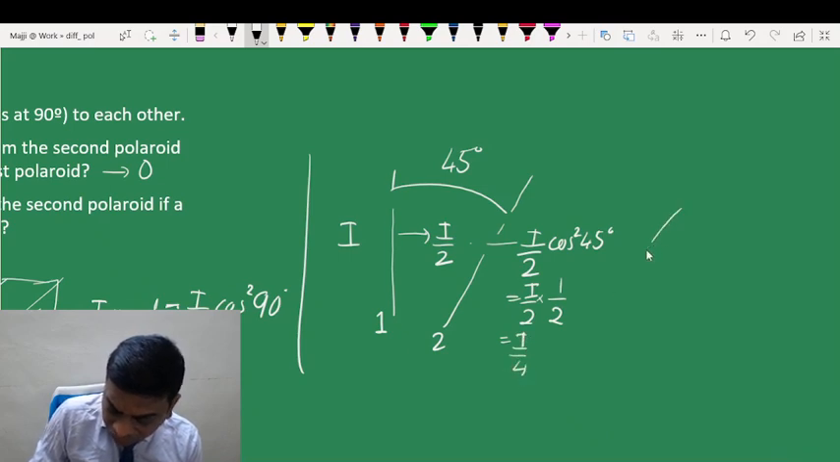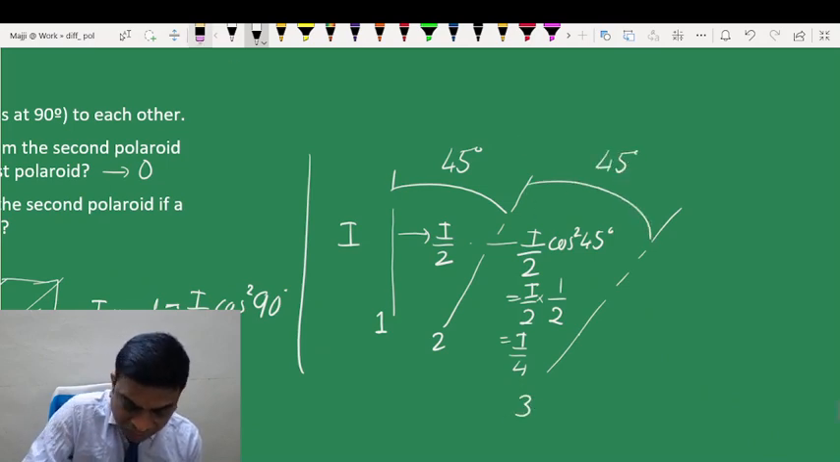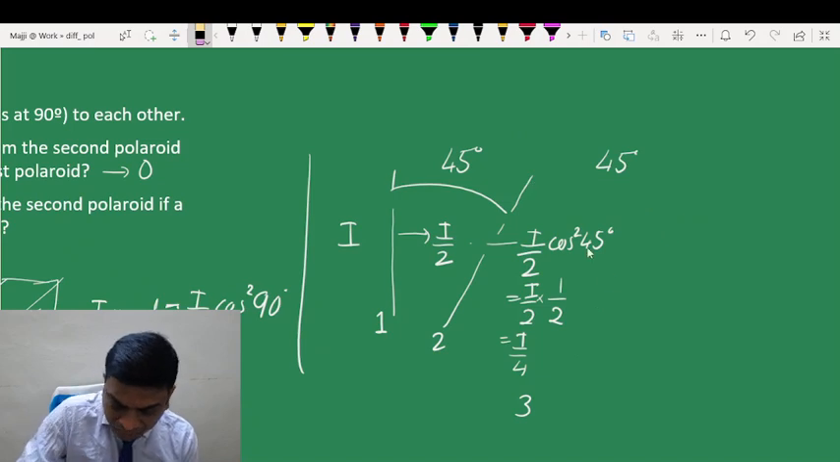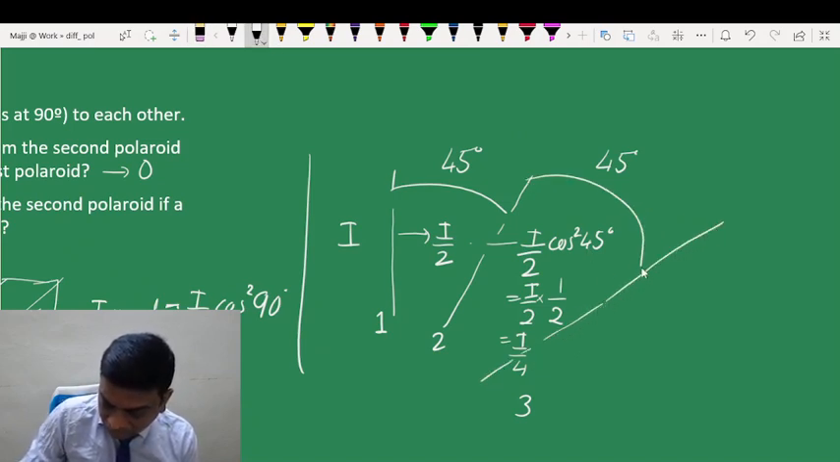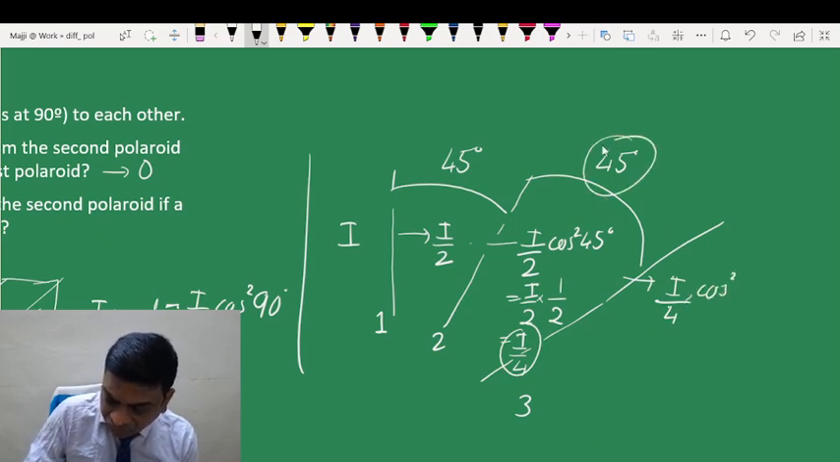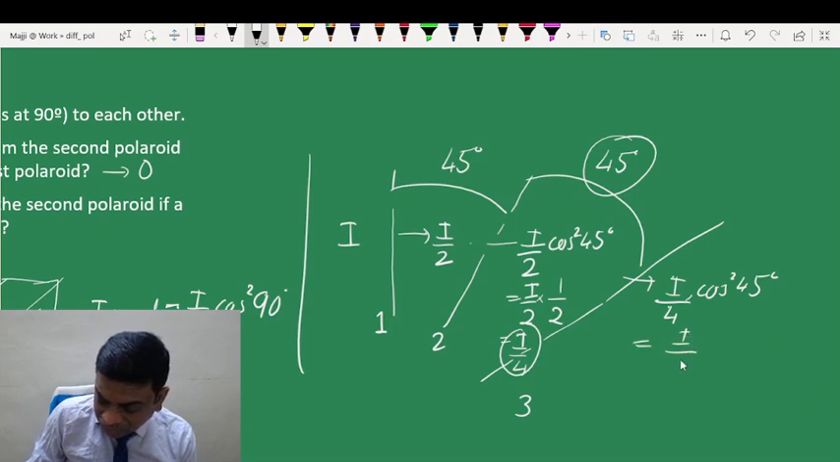And again you have another third Polaroid, whose angle of inclination is again 45 degrees. So when it finally comes out, the incident light intensity is I by 4 into once again cos square of 45 degrees. Cos square 45 degrees is how much? Half. So final answer is I by 8.